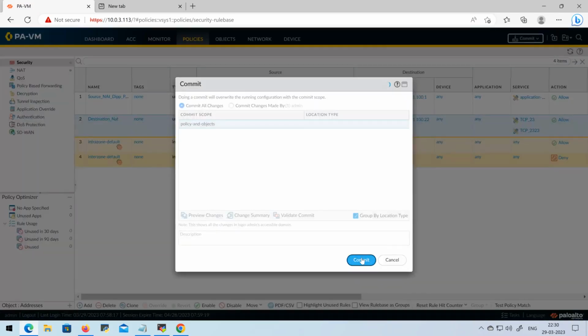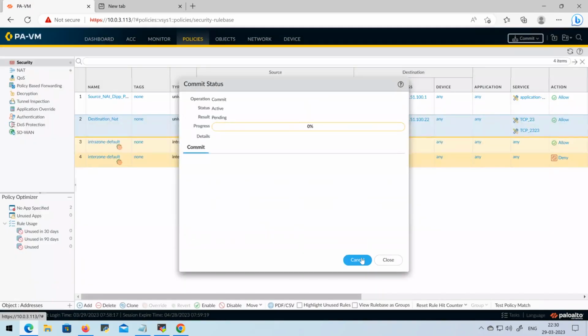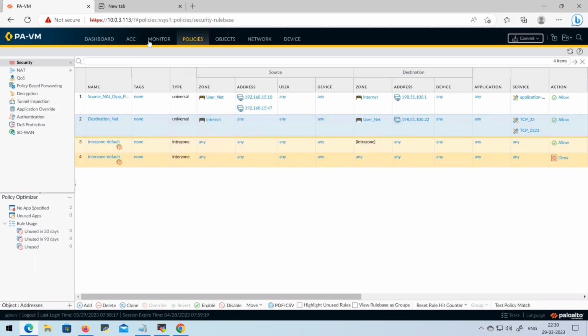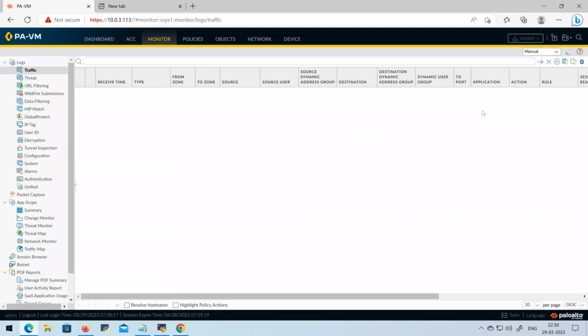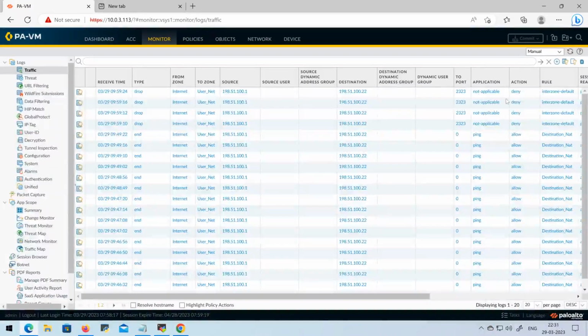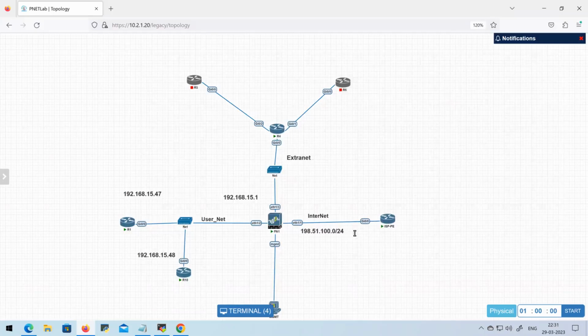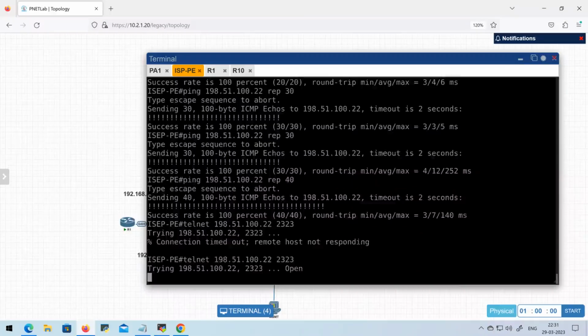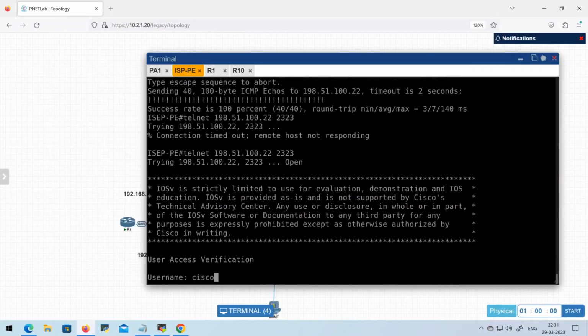So both need to be allowed, guys. That is what I was asking. When I allow TCP 2323, someone says that TCP 23 also needs to be allowed, like telnet also needs to be allowed. Fine. So we have to see in the monitor log what is exactly dropping. Action denied. Yes, exactly.